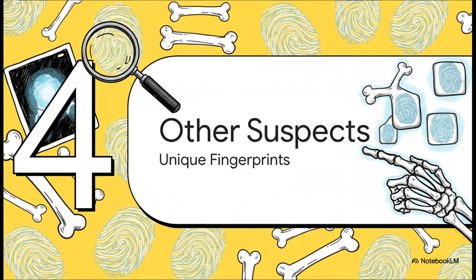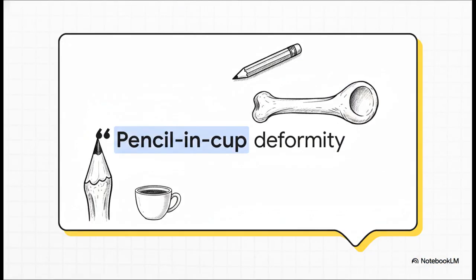Let's look at a couple of other suspects with some really memorable clues. This might be one of the most descriptive terms in all of medicine, the pencil-in-cup deformity. On an X-ray, it looks exactly like it sounds. The end of one bone gets eroded into a sharp point, just like a pencil, while the connecting bone gets worn down into a little cup shape. It is an unforgettable image.